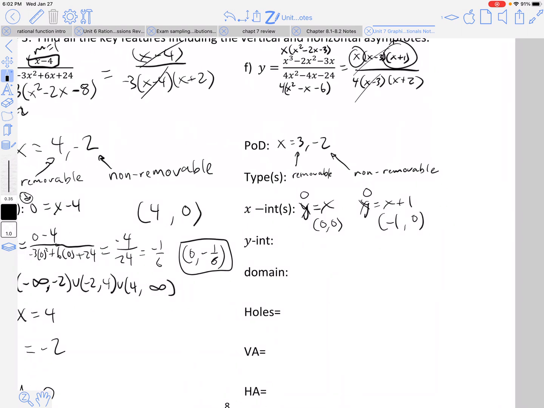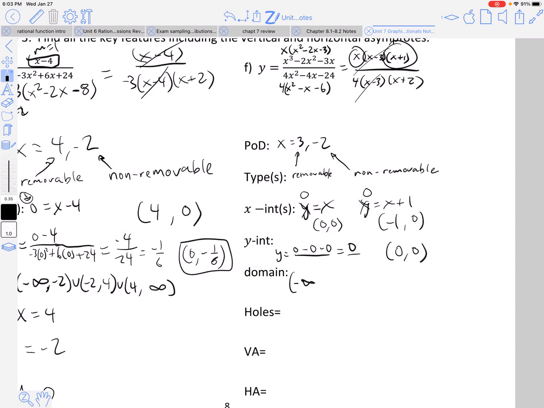Okay, our y-intercept, I'm going to replace everything with 0. So I'm just going to look up at the top. My y-intercept is 0 cubed, which is 0, minus 2 times 0 squared, which is 0, minus 3 times 0, which is 0. So I have 0 minus 0 minus 0, which is 0. 0 divided by anything, I don't even need to do the bottom, because whatever I get on the bottom, who cares, it's 0. So my y-intercept's at 0.